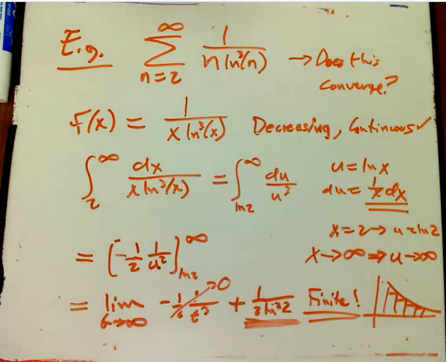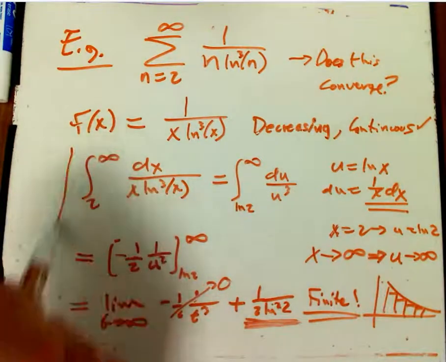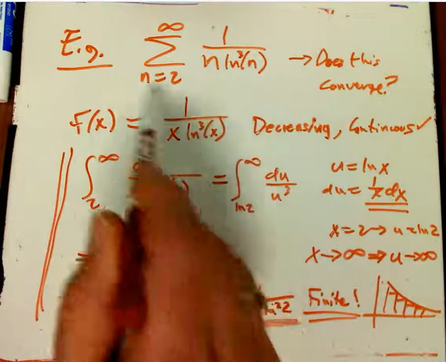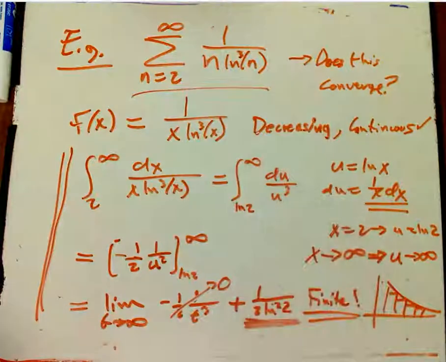But this is an example of how you would carefully evaluate an improper integral, or pretty carefully evaluate an improper integral, and show that since it is convergent, then the corresponding sum is convergent, and that you would say by the integral test.